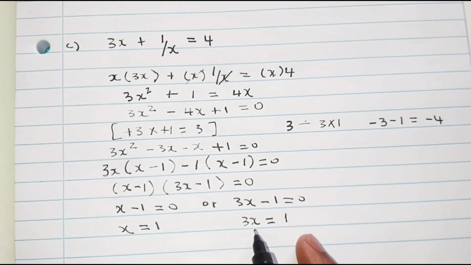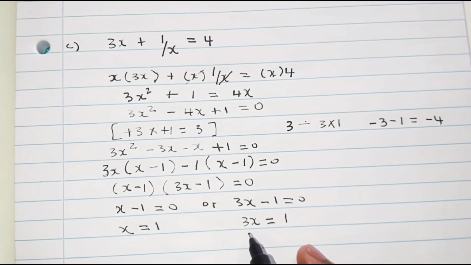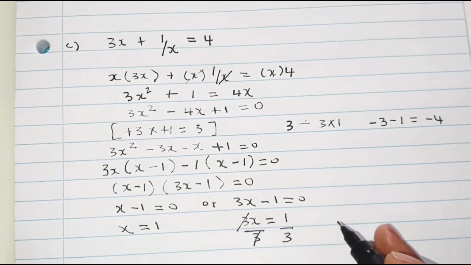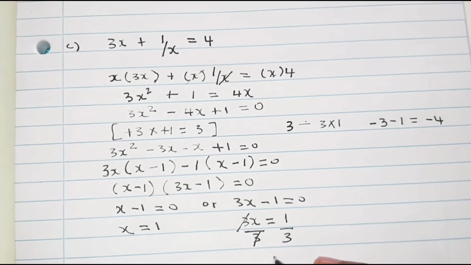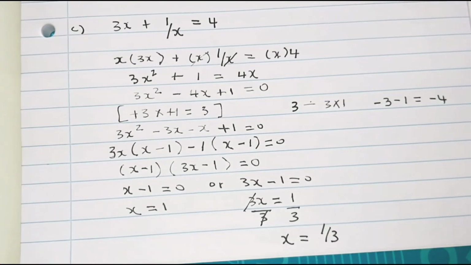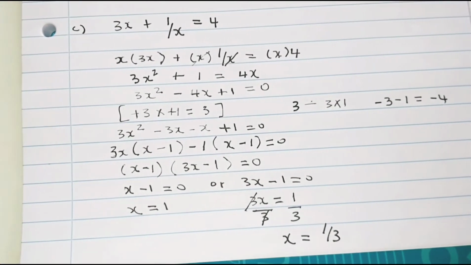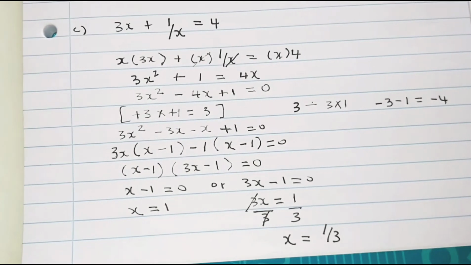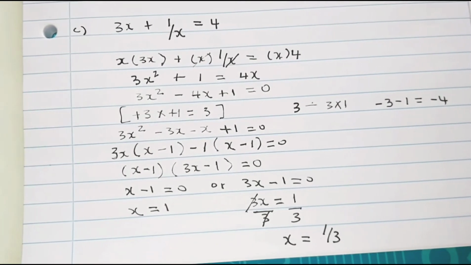So now that we're looking for x, we're going to divide by 3, divide by 3, then this cancels this. Then now our x is equal to 1 over 3, right? So yeah, there we are with our C, right?